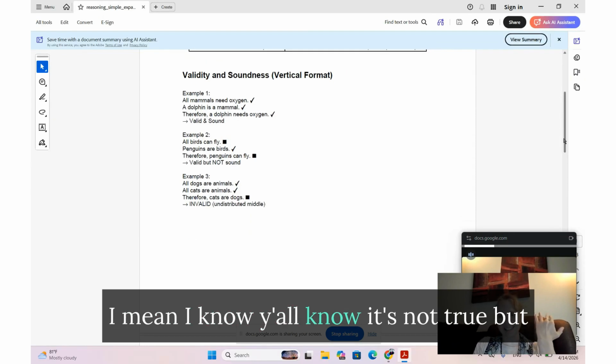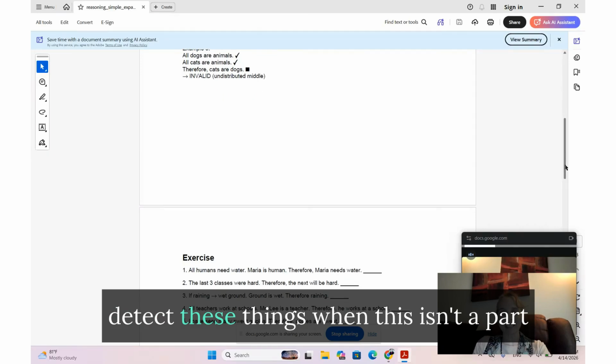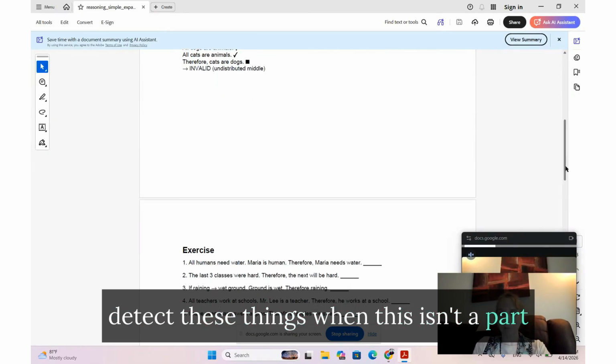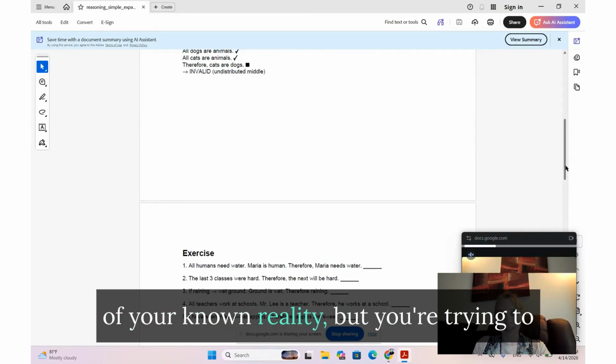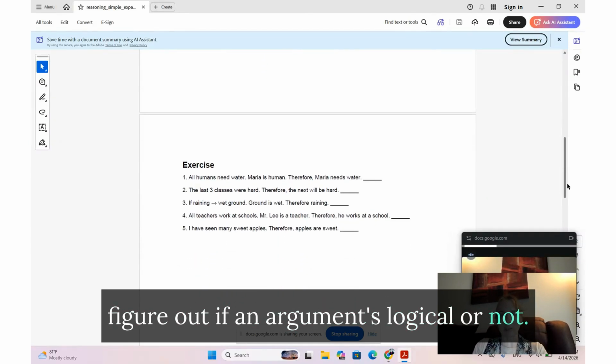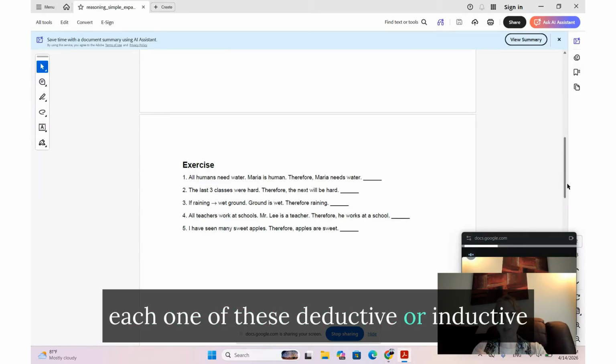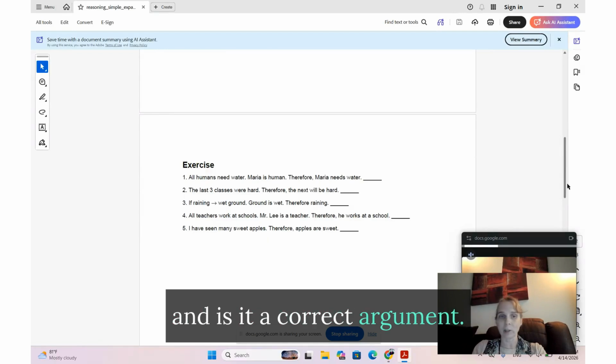I mean, I know y'all know it's not true, but I'm trying to put into words how you detect these things when this isn't a part of your known reality, but you're trying to figure out if an argument's logical or not. So let's see, what kind of argument is this? Each one of these, deductive or inductive, and is it a correct argument?